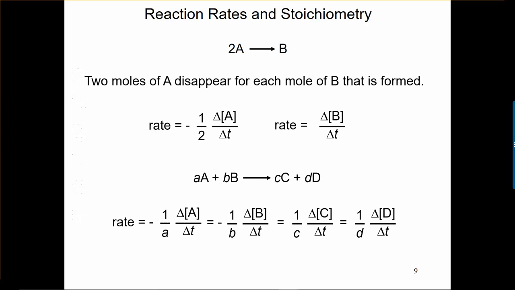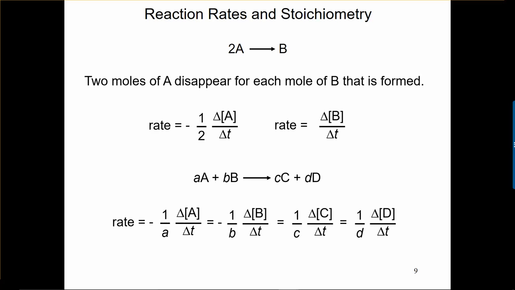If you have 2A to 1B, then 2 moles of A disappear for each mole of B that is formed. So if I'm going to relate that stoichiometrically, I would say that 1/2 of the disappearance of A is equal to the appearance of B. And that would allow me to, if I find B, then find A because I know how they relate to one another. Or if I find A, I could find B. So here is the generalized form of that.